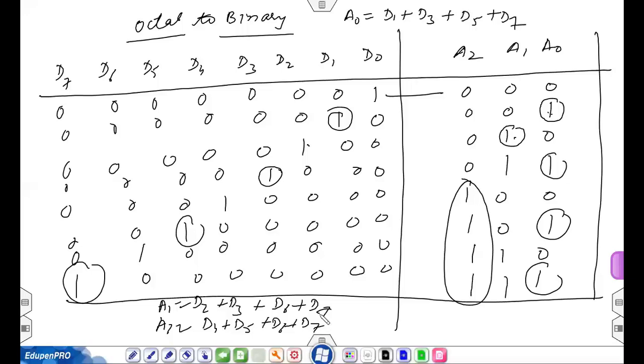After that, you can design the logic diagram. So this is about the octal to binary encoder, like how you can design an 8 to 3 encoder.